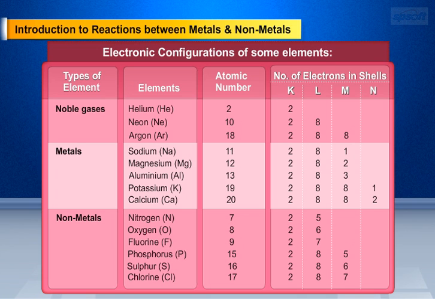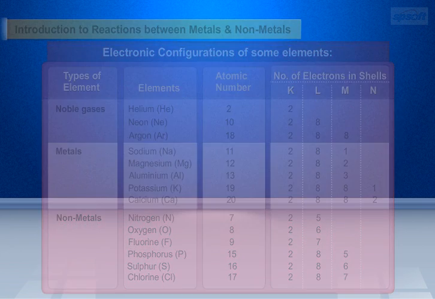Phosphorus is a non-metal, and its atomic number is 15, phosphorus has 2 electrons available in K shell, 8 electrons available in L shell, and 5 electrons available in M shell. Sulfur is a non-metal, and its atomic number is 16, sulfur has 2 electrons available in K shell, 8 electrons available in L shell, and 6 electrons available in M shell. Chlorine is a non-metal, and its atomic number is 17, chlorine has 2 electrons available in K shell, 8 electrons available in L shell, and 7 electrons available in M shell.